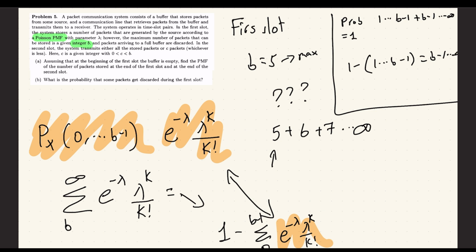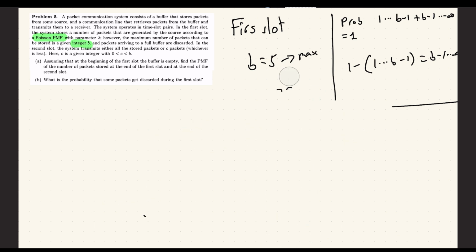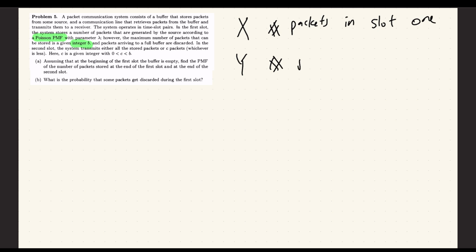Now, to move on to part B, right? And here is actually where it gets kind of confusing and difficult, so pay close attention. Let us say X is the number of packets in slot 1, Y to be the number of packets in slot 2. And we know that we are either going to discard C or B packets, amount of packets, right? So what formula can we write for Y?